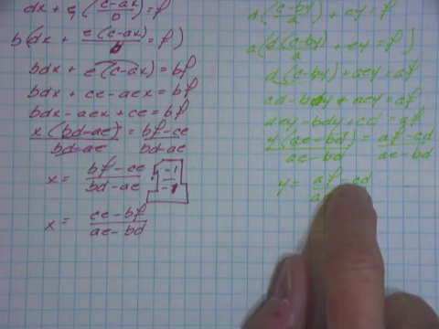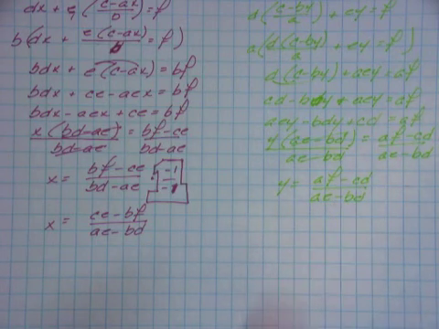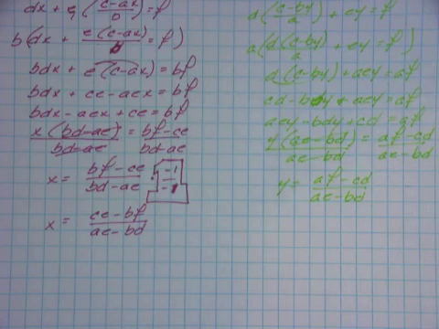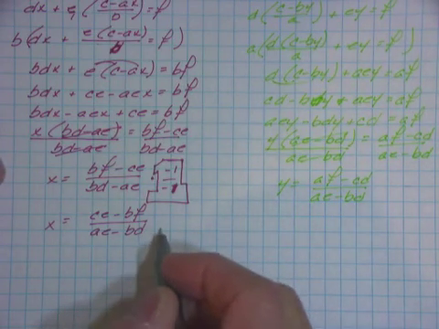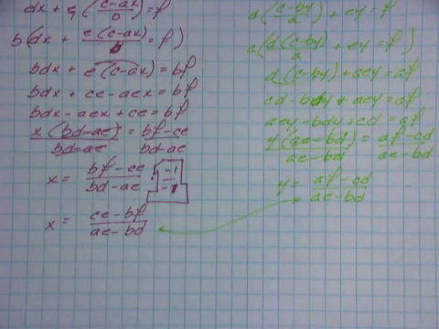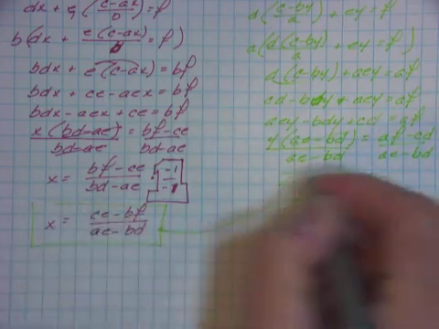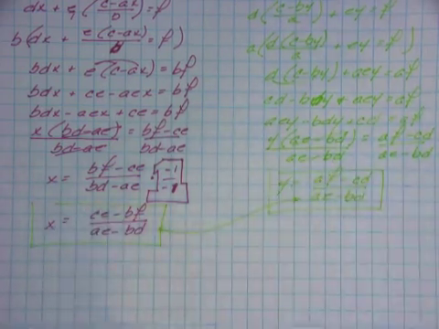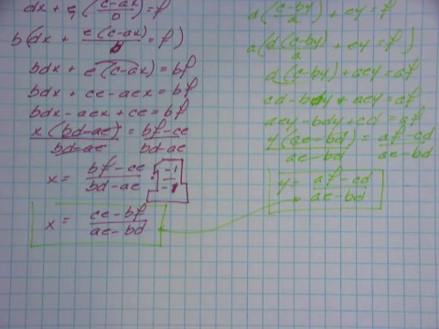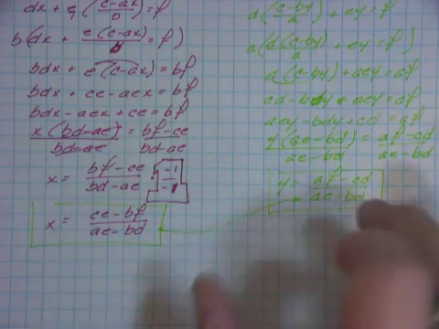Okay, now look at what we've got here. I've got x equals ce minus bf over ae minus bd, and y equals af minus cd over ae minus bd. What I want you to notice is that the denominators are the same. Those denominators are the same, okay? So let's just put squares around those. We want to remember what those are, okay?